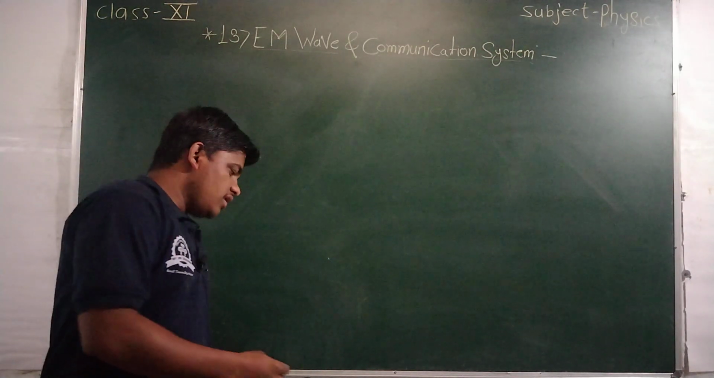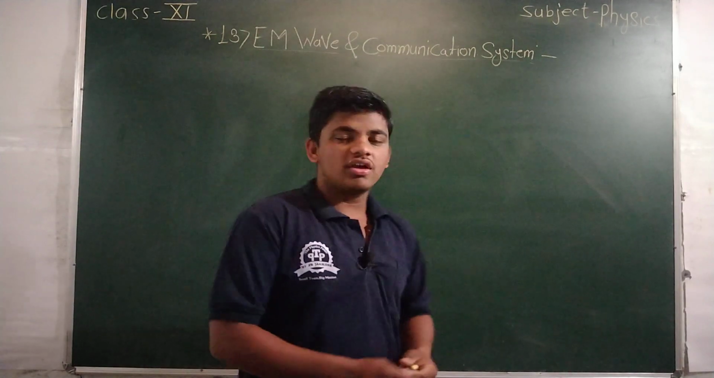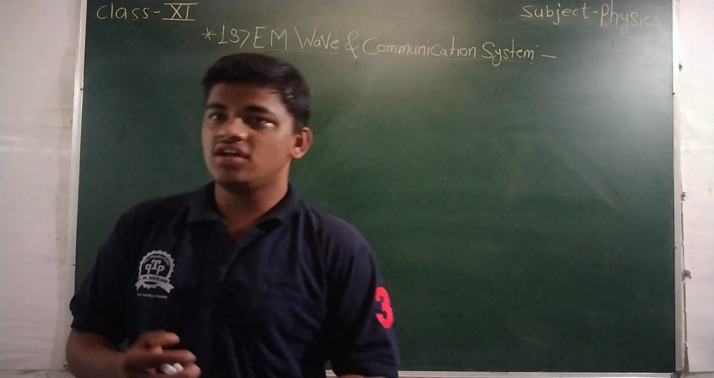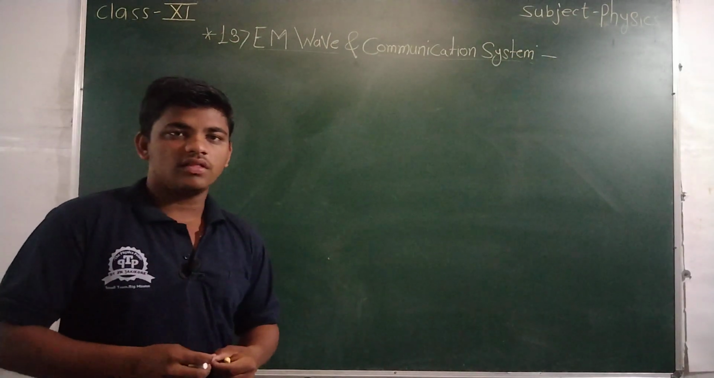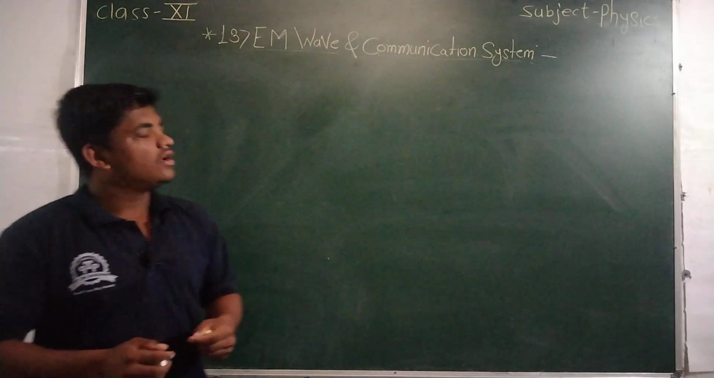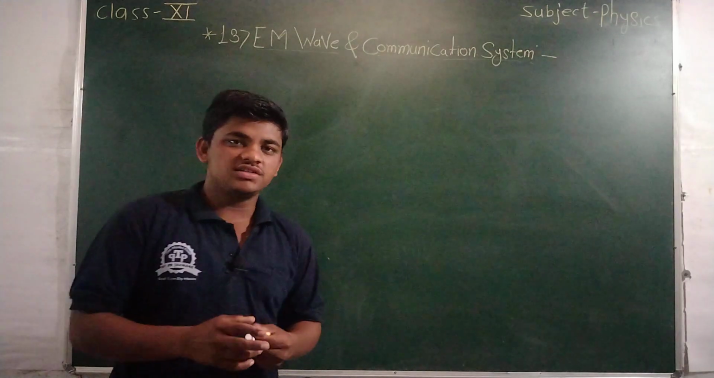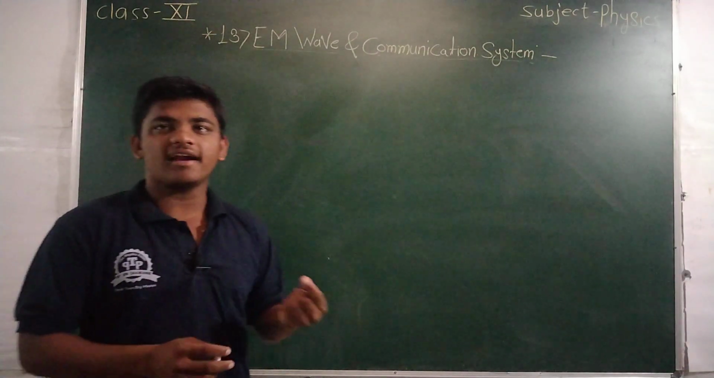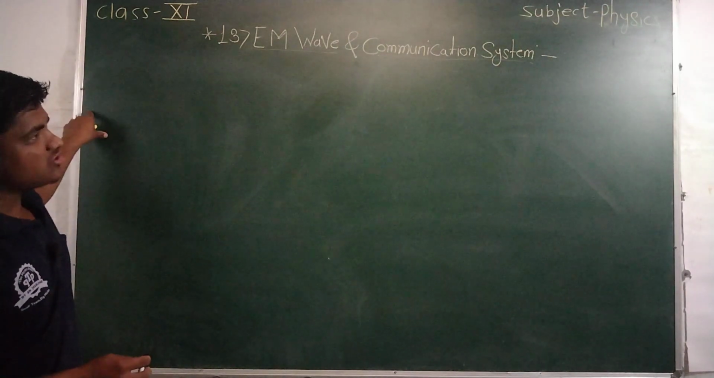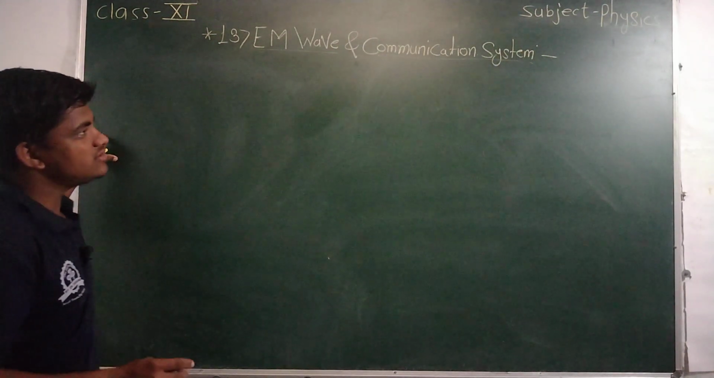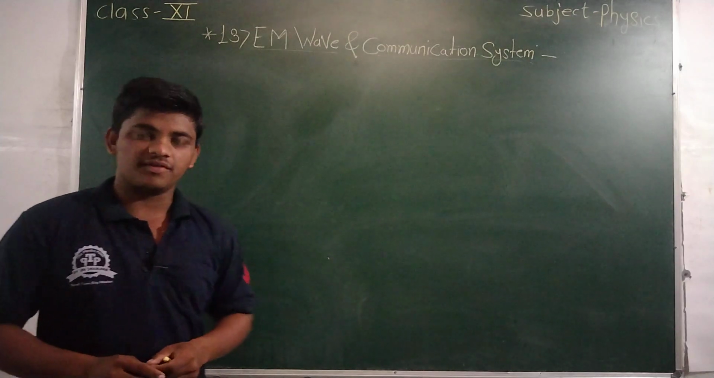When we take the topic of communication systems, we know that televisions, cell phones and other systems use electromagnetic waves for their signal transmission and communication. Then the name of this topic is electromagnetic waves and communication systems.